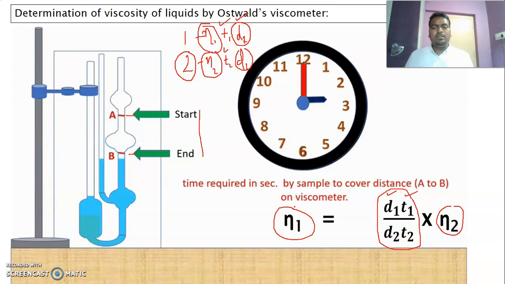Dear students, once again, the measurement of viscosity by using this Ostwald viscometer is very simple. We are going to take 2 liquids, liquid 1 and liquid 2. Liquid 1 is the unknown liquid, that is the sample. For liquid 2, we know the viscosity coefficient, but we do not know the time and density. So we are going to measure the time and density of both the liquids.